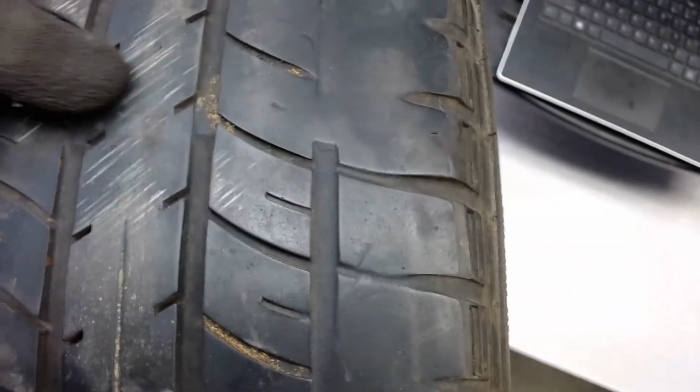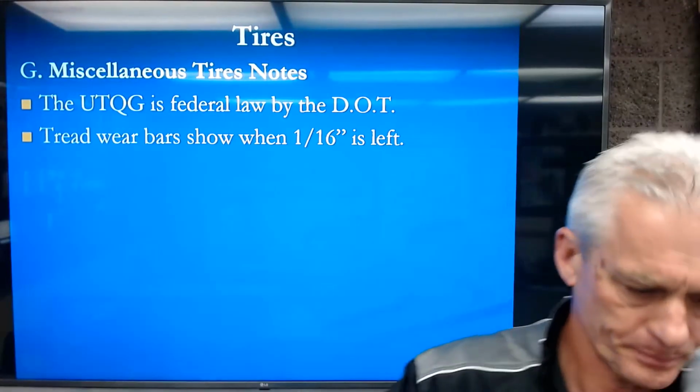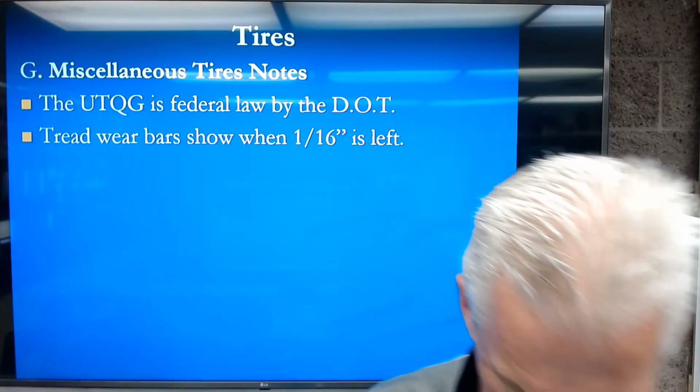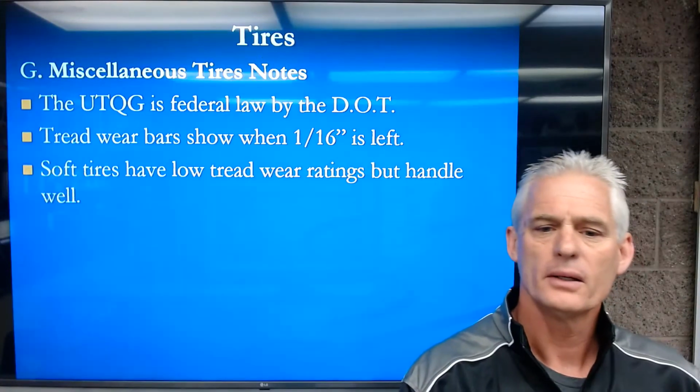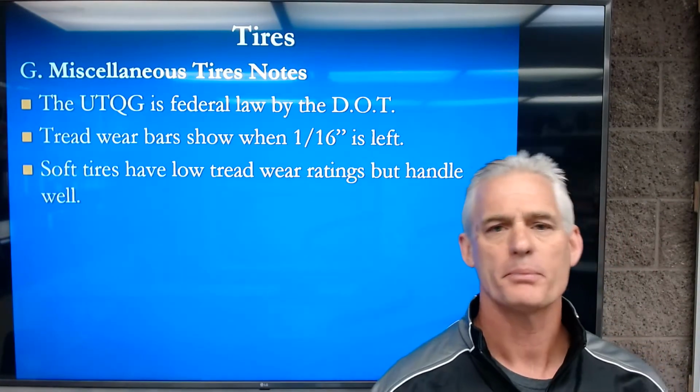So what a CHP will do when he walks up to your car is if he sees a straight line across those tread wear bars where it's worn, he'll give you a fix-it ticket, not because he doesn't like you, but because he's trying to save your life. Because when your tires are worn down to the tread wear bars, you only have a 1/16 of an inch left, and you're getting pretty bald, okay? Soft tires have low tread wear ratings, but handle well, so they have a sticky compound. We mentioned that.